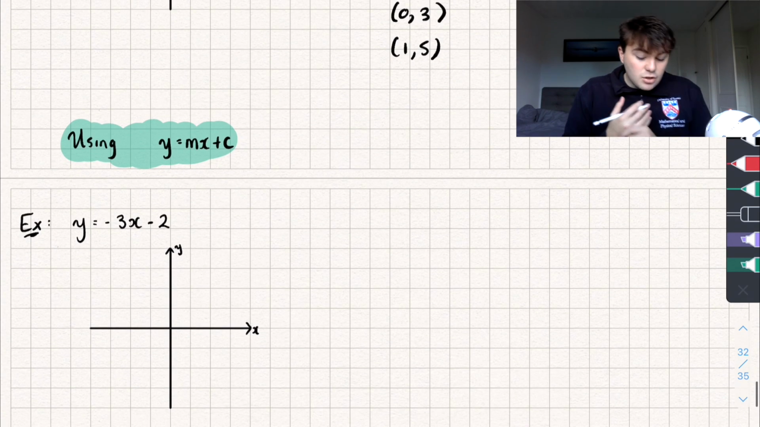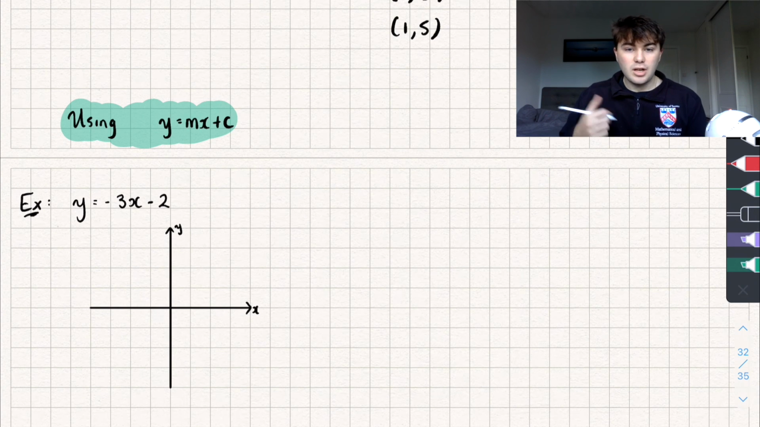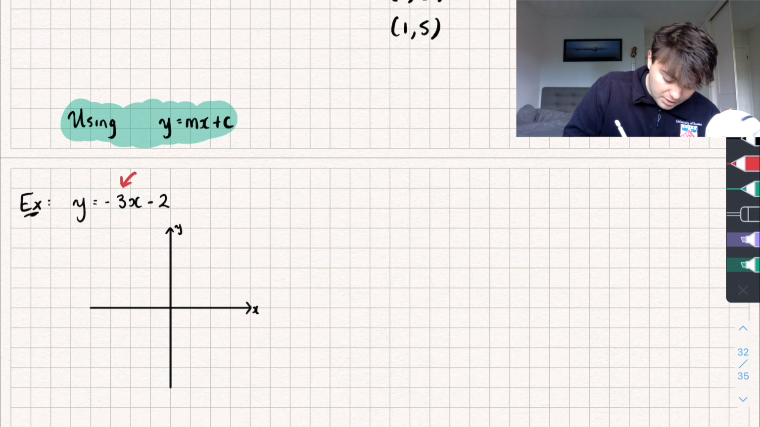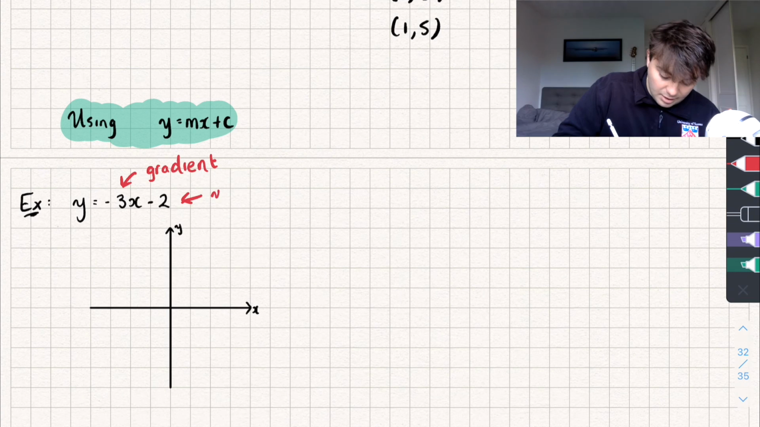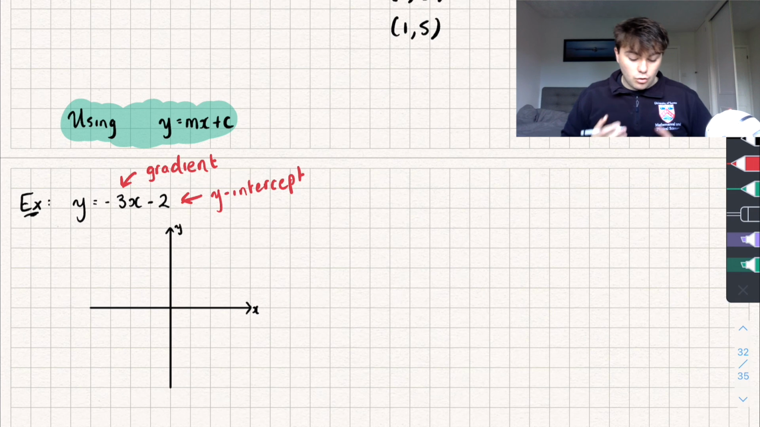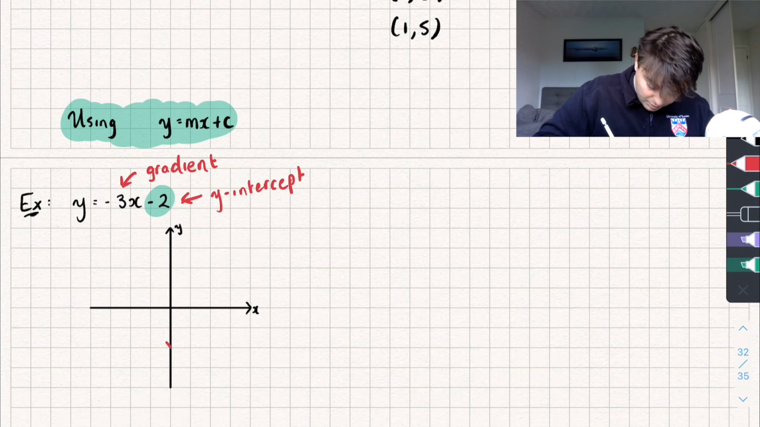The next one is using the equation of a line y equals mx plus c. Okay, and so in this equation, m is the gradient. So the gradient of this line here is going to be -3. And then the value of c, so in this case -2, that's where my line is going to cross the y-axis, and we call that the y-intercept. So this line is going to cross the y-axis at the point y equals -2, so let's mark that on, that's going to be here.